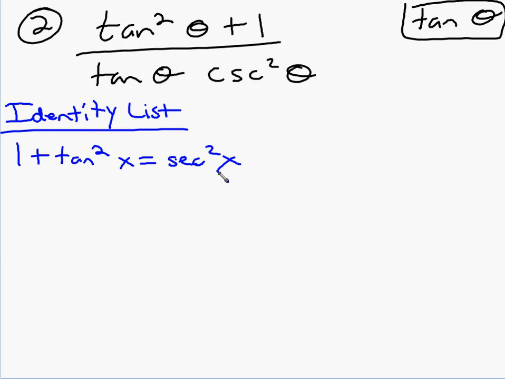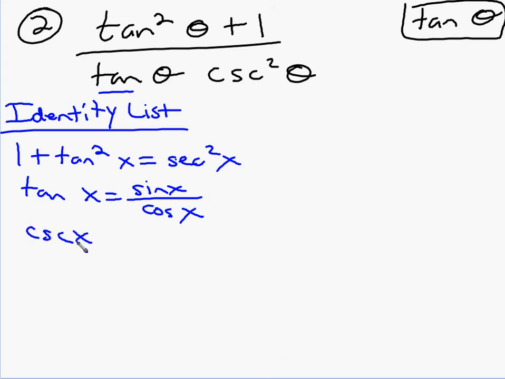Look what else I've got. I've got a tangent, so I know that the tangent of x equals sine x over cosine of x. I know that's true. And I know that cosecant of x is the same thing as 1 over the sine of x. All of those statements are true, which can help me make some replacements up here.